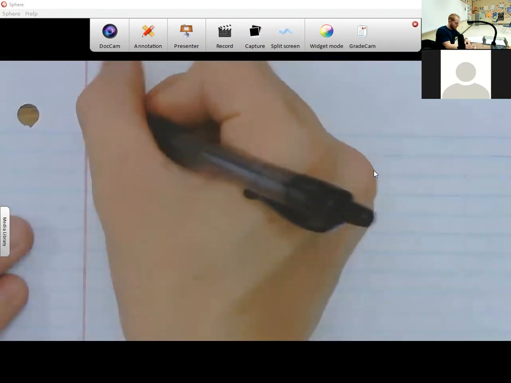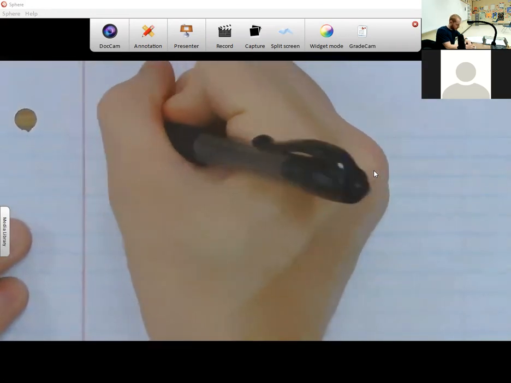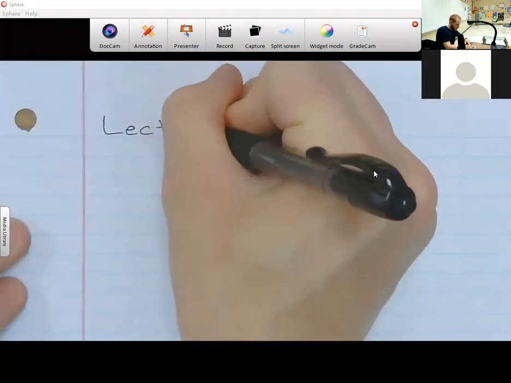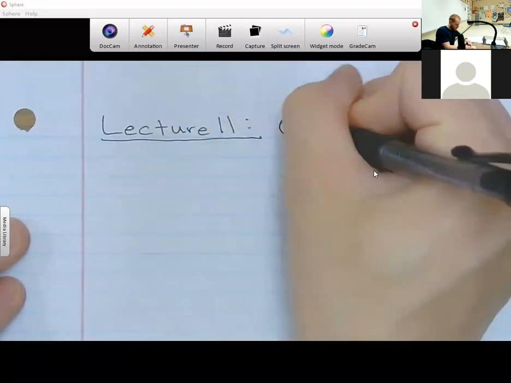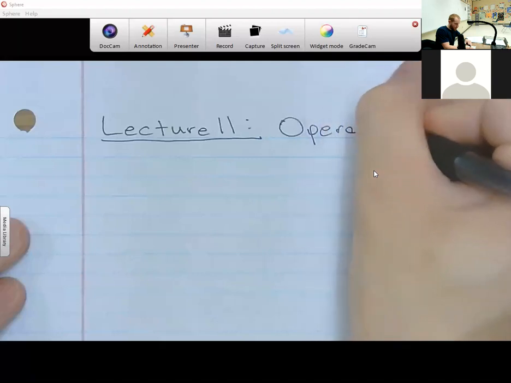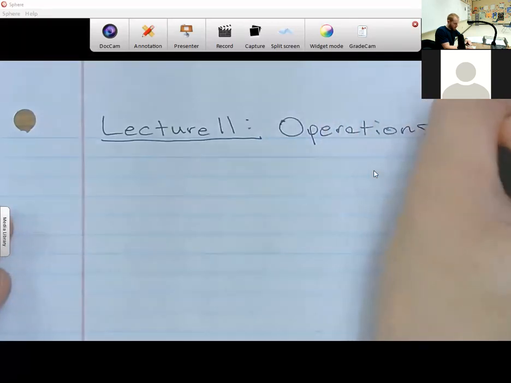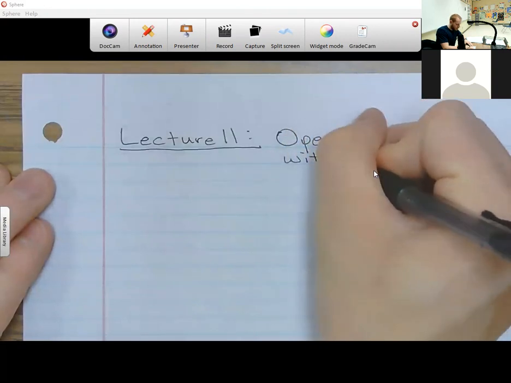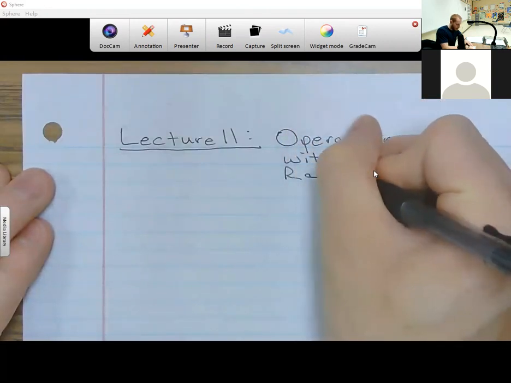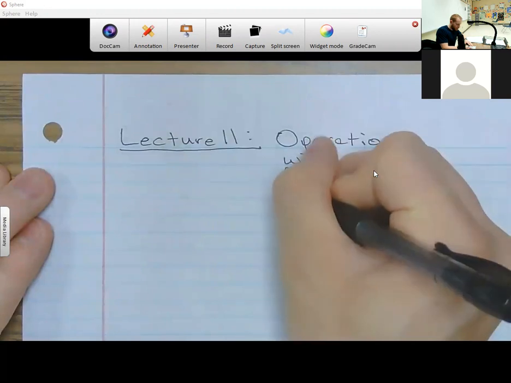Okay, adding and subtracting. This is going to be lecture, what are we on now? 11? Yeah, lecture 11. This is going to be operations with radical expressions.